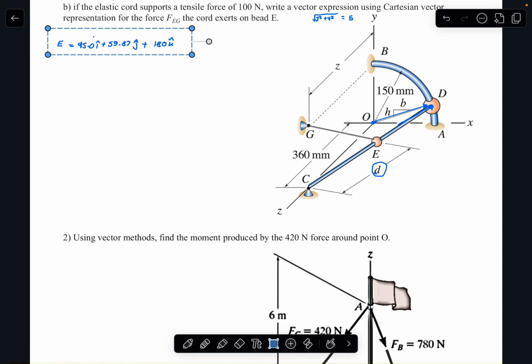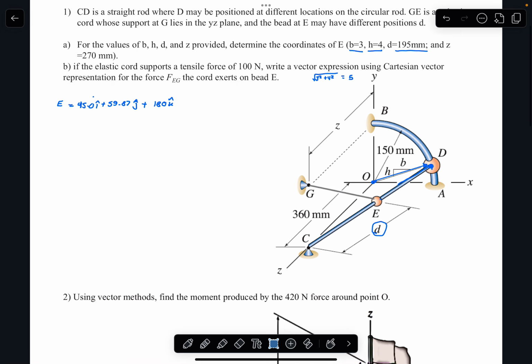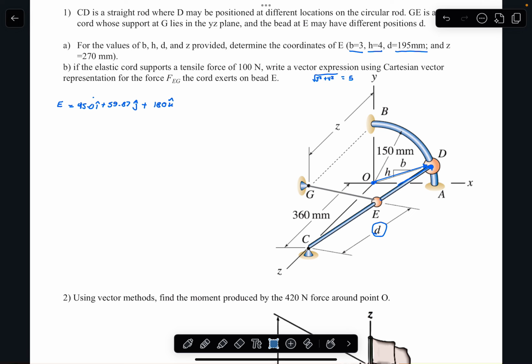Now, let's read part B. If the elastic cord supports a tensile force of 100 newtons, write the vector expression using Cartesian vector representation of force, i.e., the cord exerts on bead E. Now, for this, we're going to have to first find the unit vector of EG, then we multiply it by the force to get FEG.